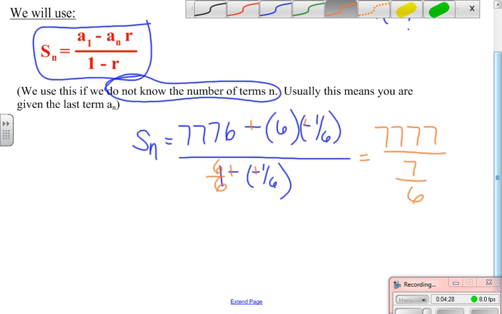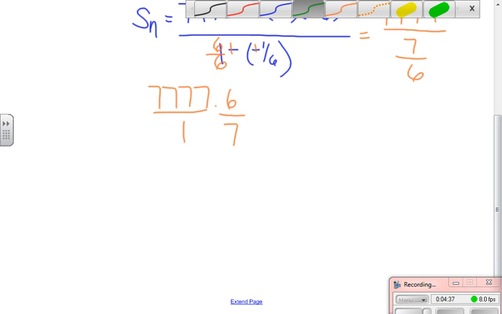Now dividing a whole number by a fraction, we really multiply by the reciprocal. 7 and 7,777 cancel, and I get 6,666.